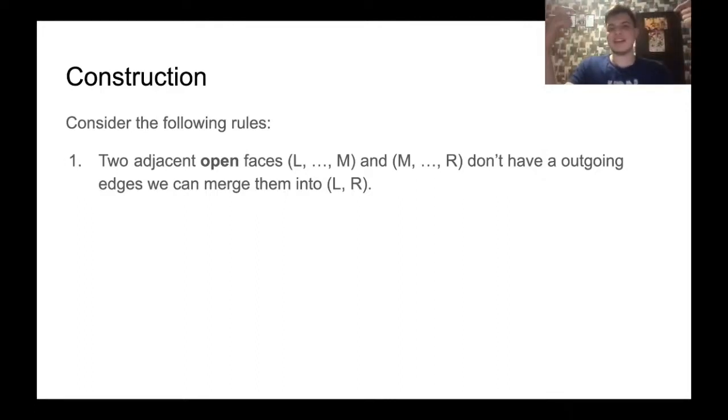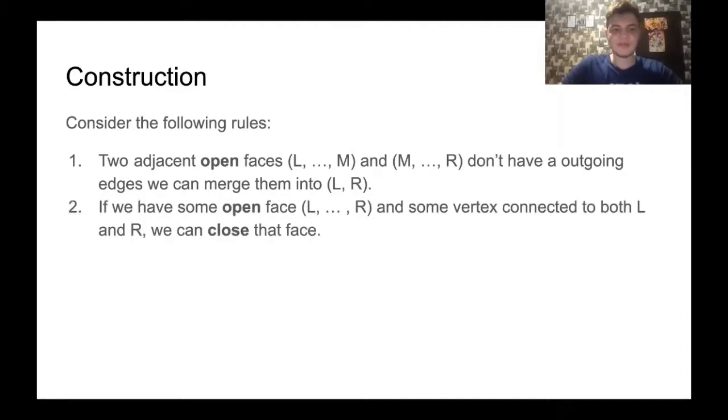if we have just two consecutive things which are connected and we can't really extend them further, we can easily merge them into something new, with this middle point. So if we have two open faces which don't have outgoing edges, we just merge them. This is quite obvious, because if you can't extend or close those faces and they're adjacent, you can easily just merge them. So this is the first thing.